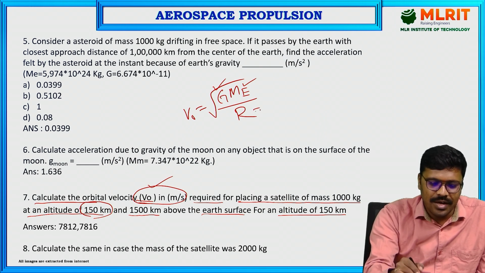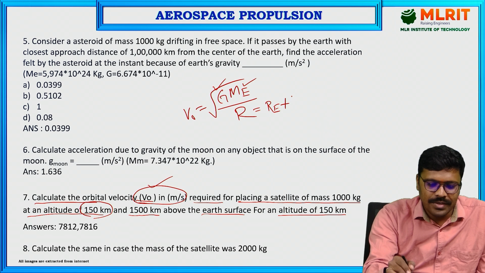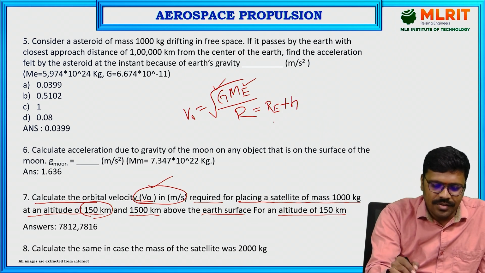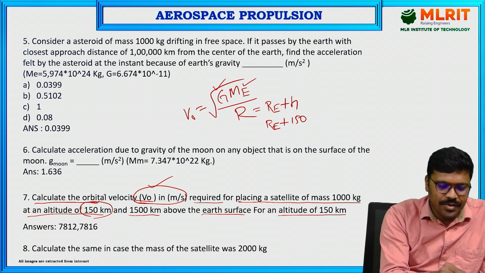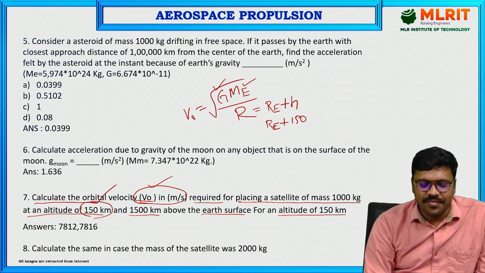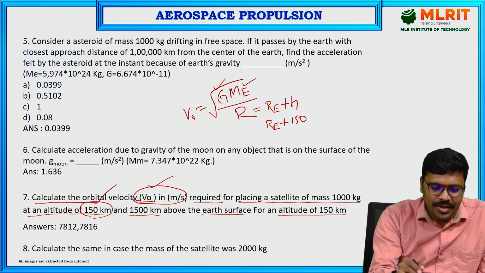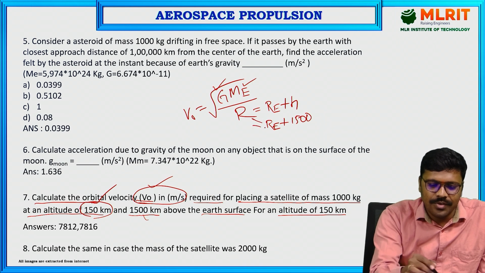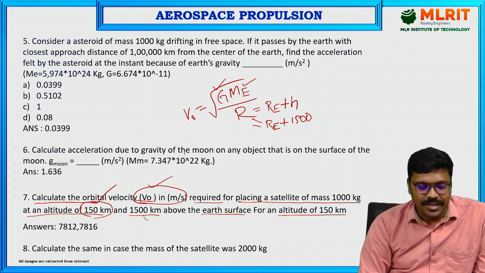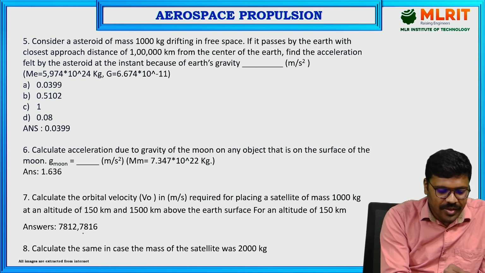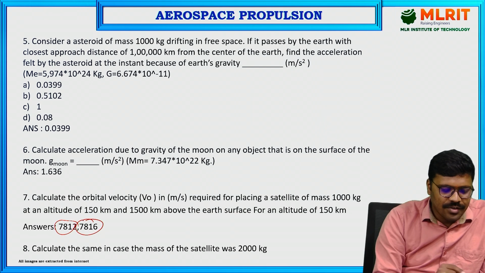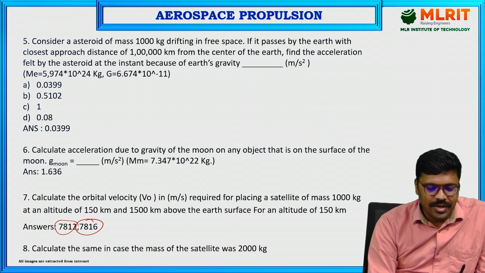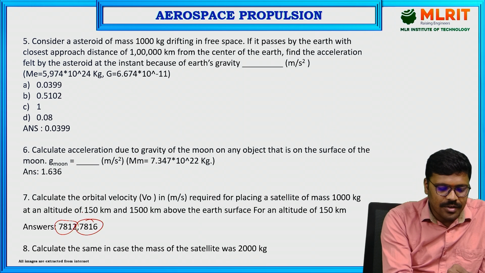Here r is equal to the radius of the Earth plus height. What is the height? Height is 150. So radius of the Earth plus 150 for the first case, then you will get the orbital velocity for the 150 km altitude orbit. And if you substitute Re plus 1500 km for the second case, then you will get the orbital velocity for the second case. So for the first case and second case, these are the answers. This is the orbital velocity required to place an object.